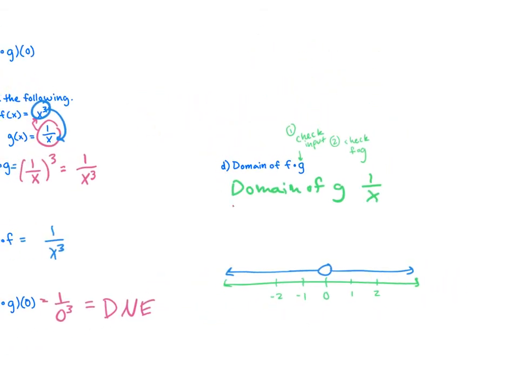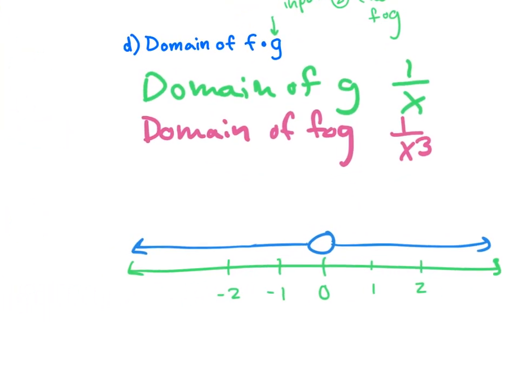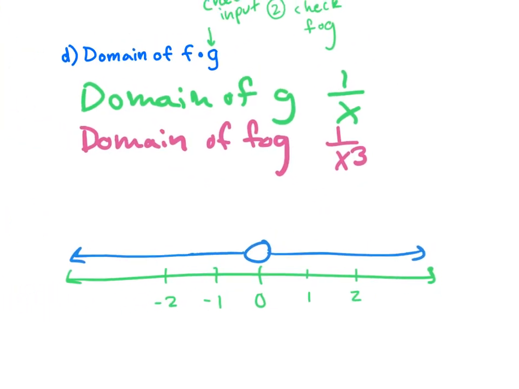Then we need to find our domain of f of g, which we said our f of g is 1 over x cubed. What would our domain of f of g be? It would be all real numbers. Remember, we can't have 0 in the denominator, so it would be the same thing as our domain of g. So we would just put a hole at 0, and then it's everything to the left and everything to the right. So it's everything but 0.